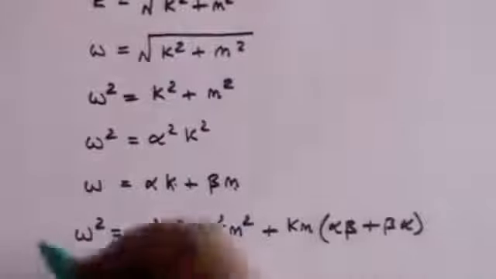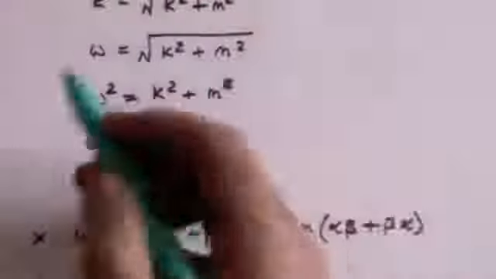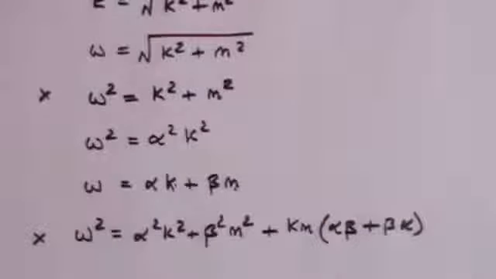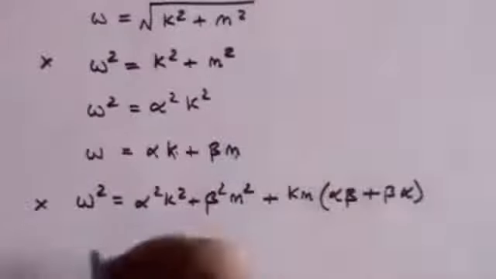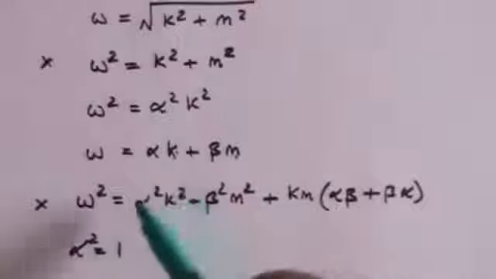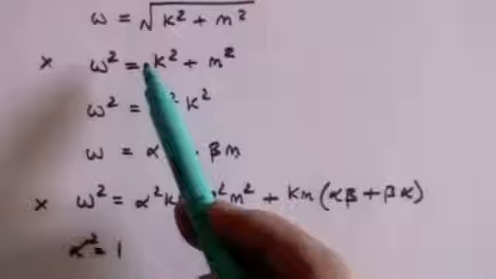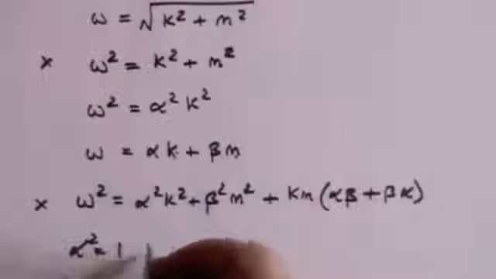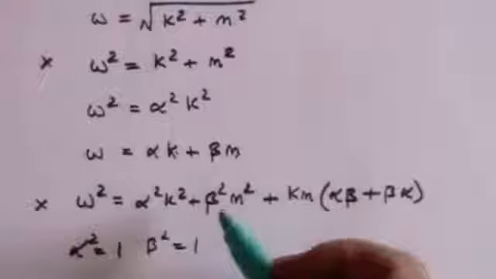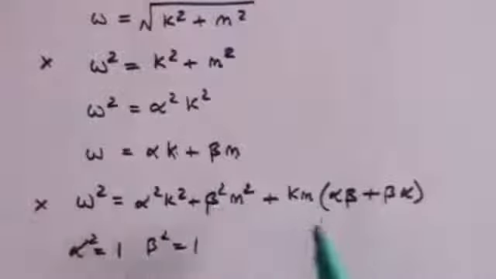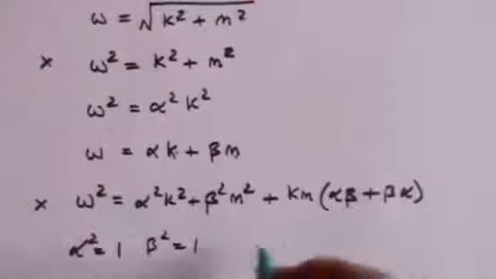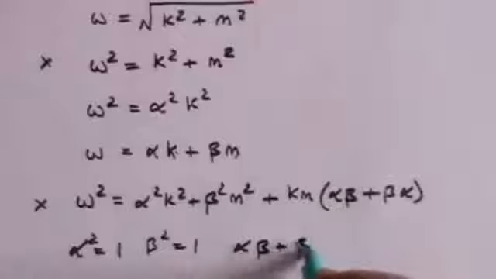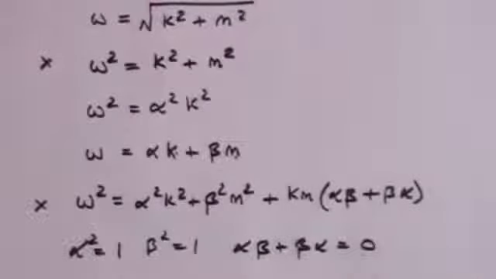And now I want to equate that equation with that equation. And from that I think you're going to see that if those two are going to be the same, the first thing you can say is that alpha squared must equal 1 because there is no component in front of the k squared. Beta squared must equal 1 because there is no component in front of the m squared. And this term here must equal 0 because it doesn't feature up here. And that essentially means that alpha beta plus beta alpha must equal 0.